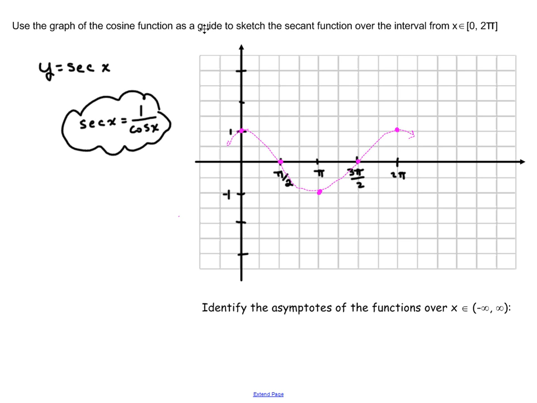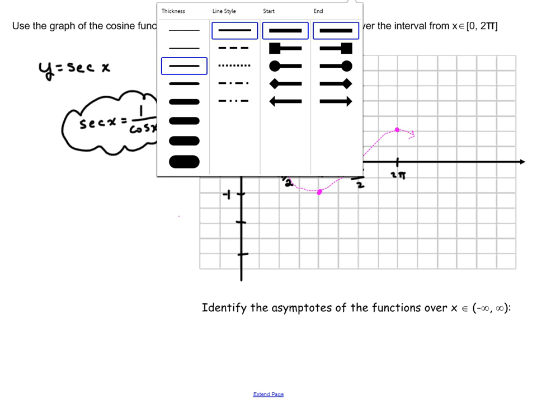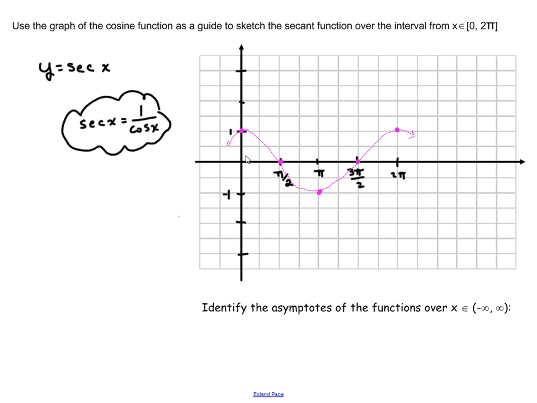All right, so what does our cosine function tell us? Our cosine graph tells us that at pi over 2, cosine is 0, so that means it's going to be undefined. That is the location of a vertical asymptote of our secant. At pi, our value for cosine is -1, and at 3 pi over 2, cosine is 0 again. That gives us the location of another vertical asymptote, and then at 2 pi, cosine is equal to 1 again.